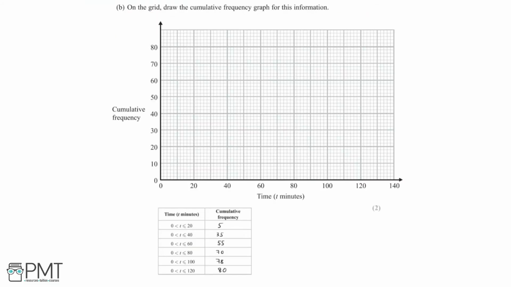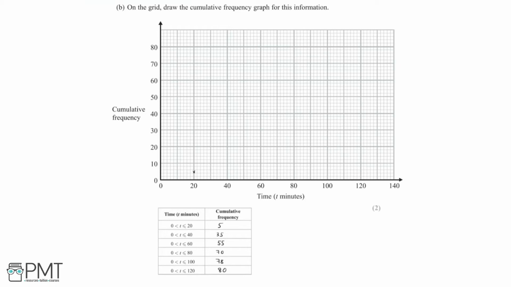Now in part B, we need to draw the cumulative frequency graph to represent this information. We have our cumulative frequency table copied below. To start plotting this graph, we need the upper bound of the class width. The first class width is between 0 and 20. The upper bound would be equal to 20, and so we can plot this value against a cumulative frequency of 5. So we need to plot the coordinate 20, 5.